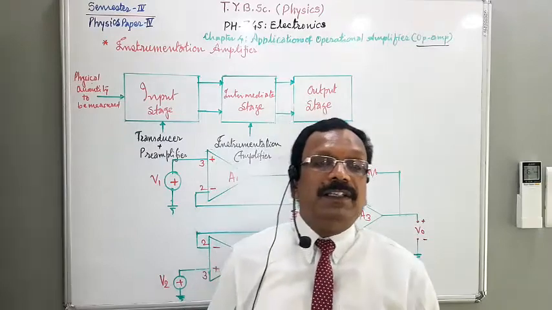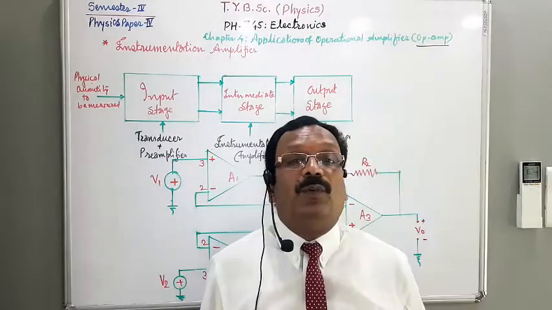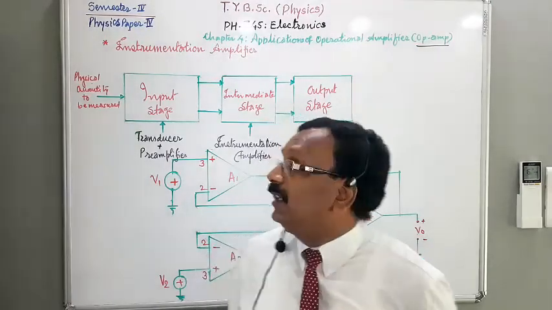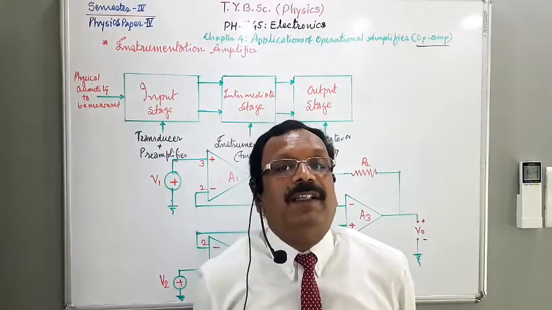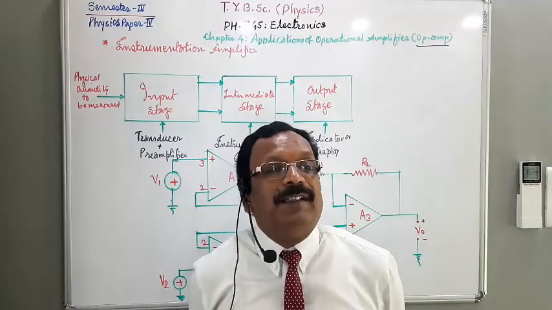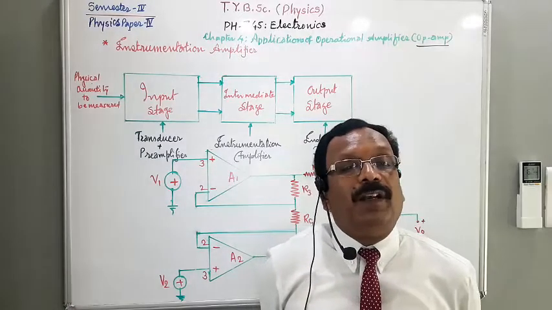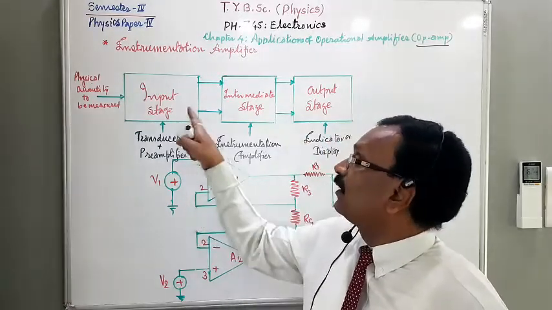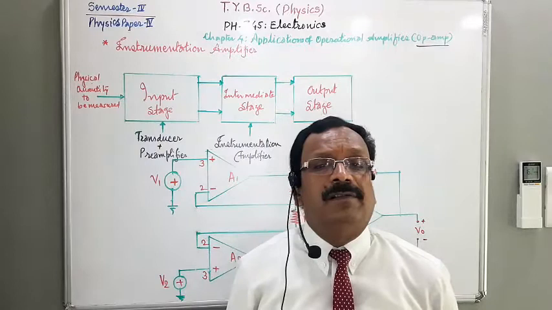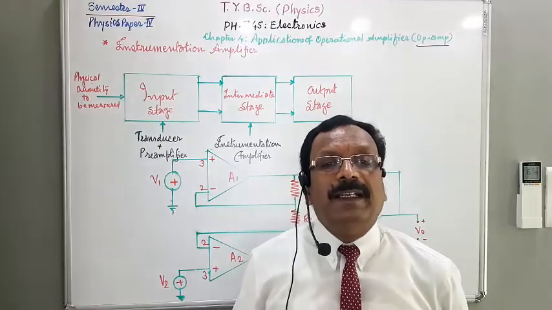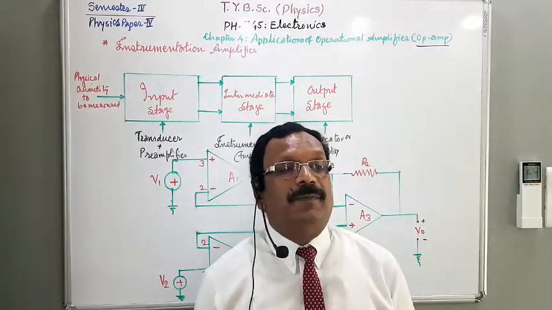The second stage, the instrumentation amplifier, plays a very important role. In between the input stage and the output stage, there is an intermediate stage, and this is nothing but the instrumentation amplifier. It amplifies the low level output signal of the transducer and preamplifier, so that it can drive the indicator or display in the last stage.